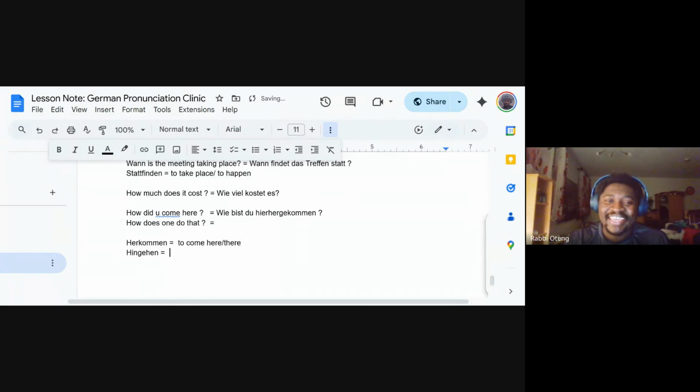Then hingehen is to go there, just to go there. And hinkommen doesn't follow. We don't use hinkommen.